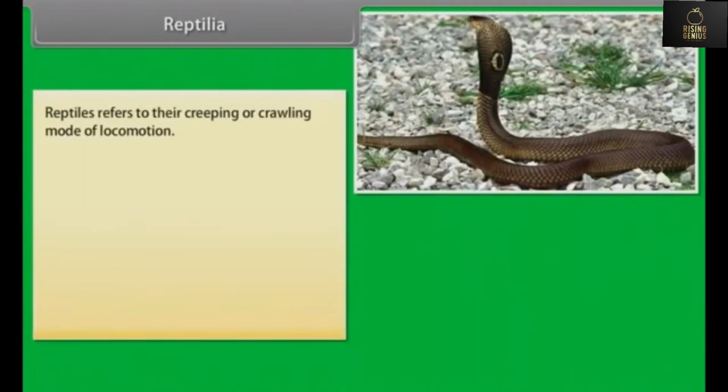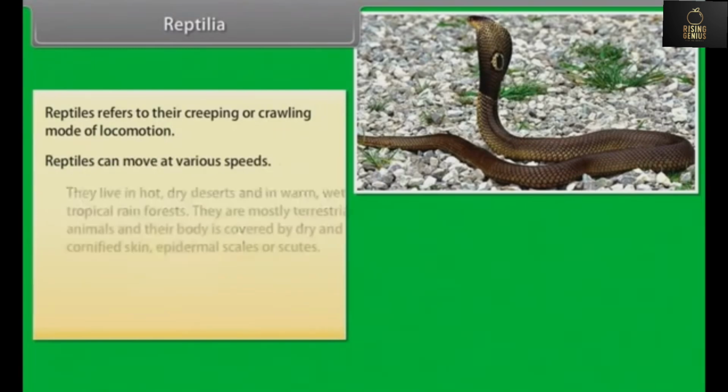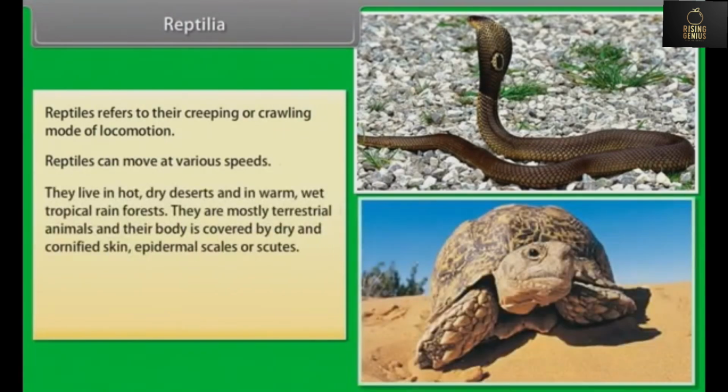Reptilia. Reptiles refer to their creeping or crawling mode of locomotion. Reptiles can move at various speeds. They live in hot, dry deserts and in warm, wet tropical rainforest. They are mostly terrestrial animals and their body is covered by dry and cornified skin.